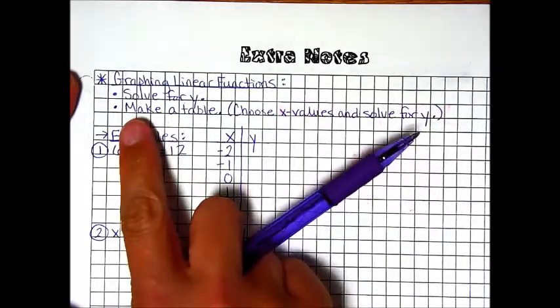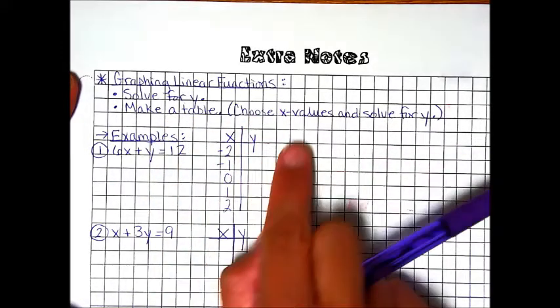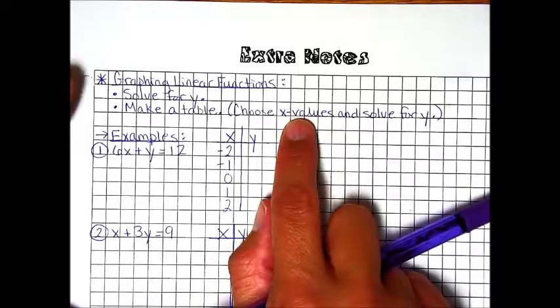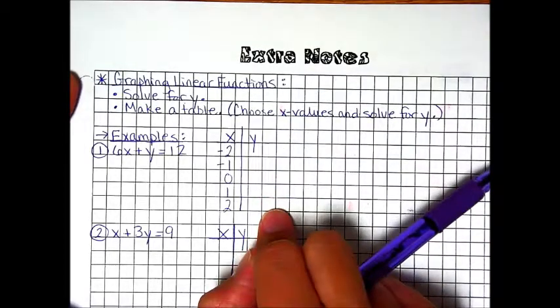So then we're going to make a table. When you make your table, it's where you're going to make your x-y table, and you're going to choose smart values to put in your x column. Okay, remember, think smarter, not harder. And then you're just going to solve for what y should equal.